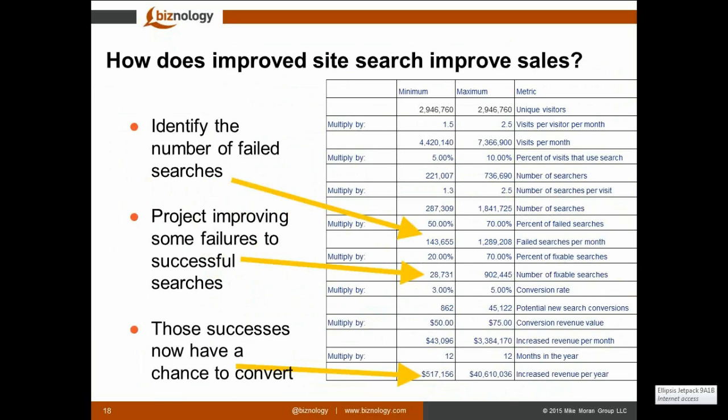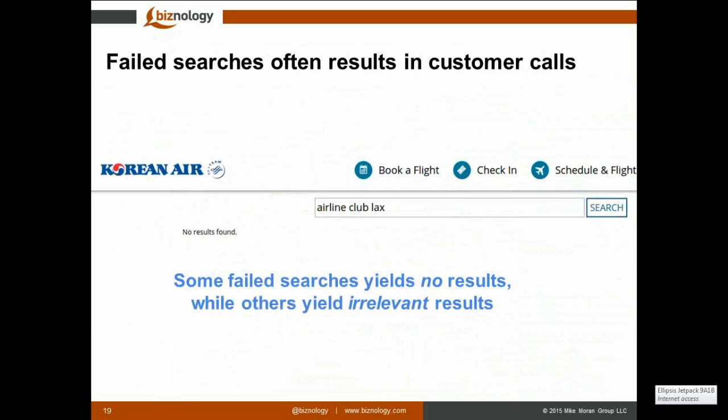Then you do the math, and you can see, hey, look, maybe this is going to be a $500,000 a year opportunity to fix website search, or maybe it's going to be a $40 million a year opportunity. Now, obviously, the ranges that I put in here were guesses. So who knows whether these things were right for your site, but this is how you can start by quantifying what website search is costing you and what it would be worth for you to fix it.